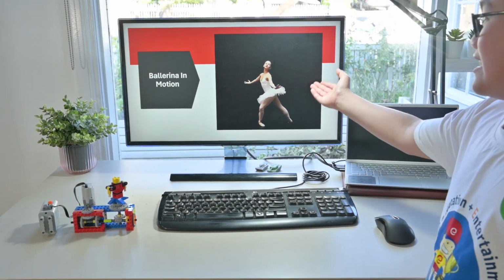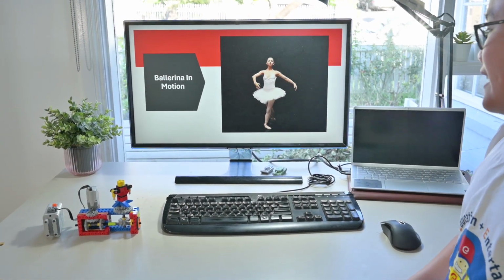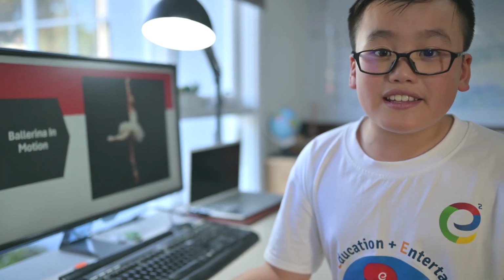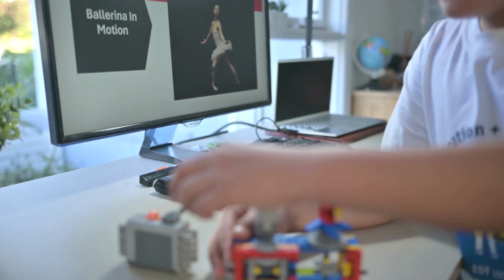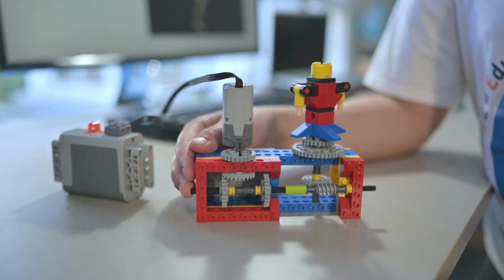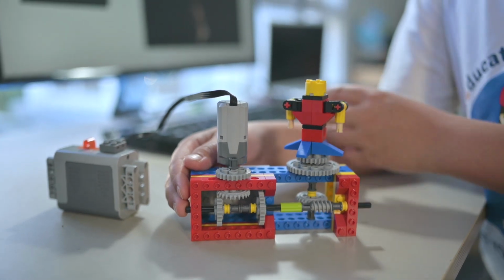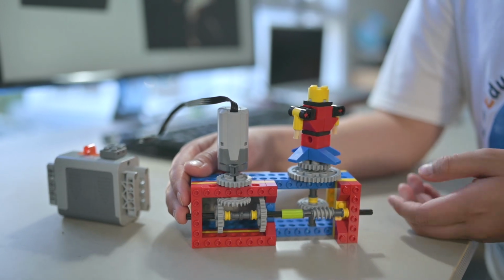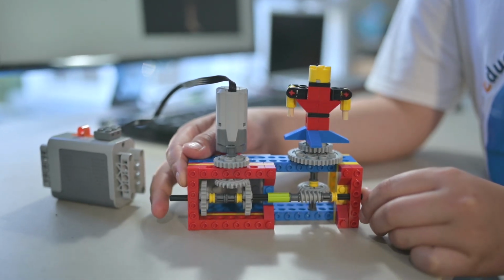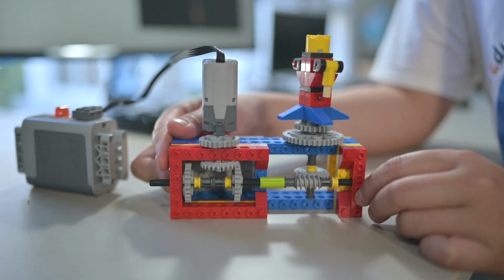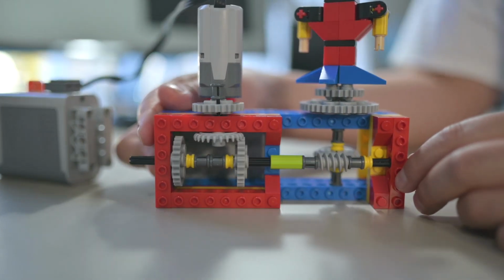So this is an example of ballet dancing performed by a ballerina. So let's see the ballerina model in action. When I shift the gear towards the right, the ballerina will move in a clockwise direction. While when I shift the gear towards the left, the ballerina will move in the opposite direction.